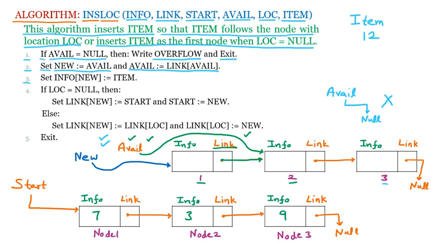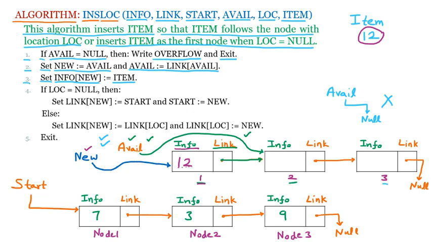Now this is the time to discuss the next line of the algorithm. This is line 3. Here we are saying set info new is equal to item. Now info of new, if we talk about it, the new pointer is pointing to the first block. Now the first node info part is equal to item, and the item we are having is 12. So that 12 is placed into the info part of new. So successfully we have taken one node, which is new, from the available list, and we have given the value which is 12 that we want to store.